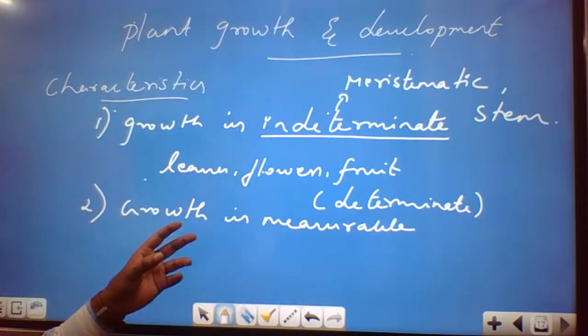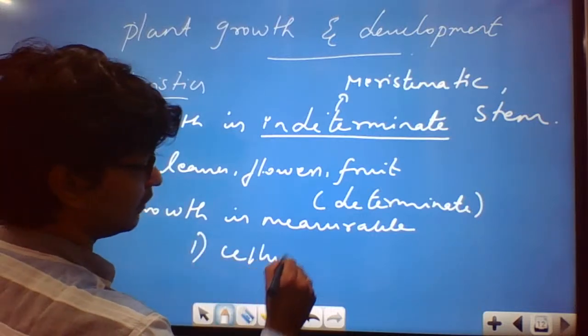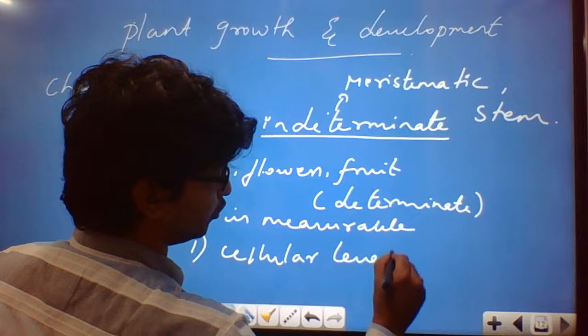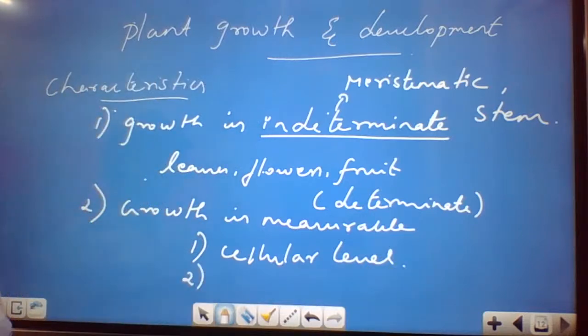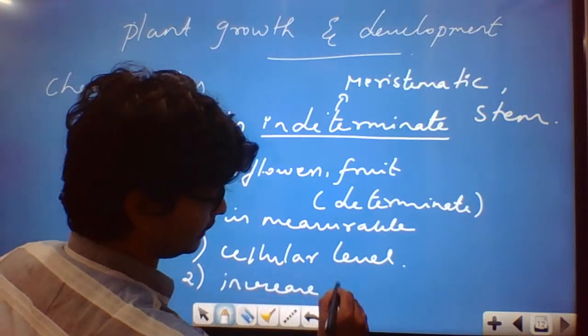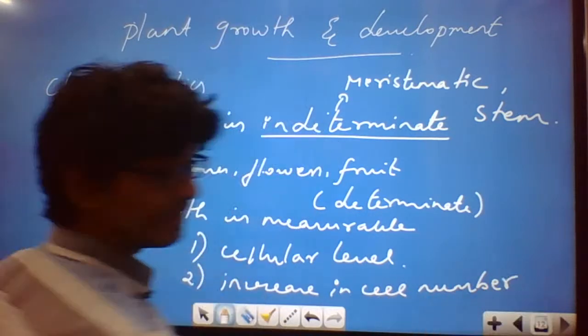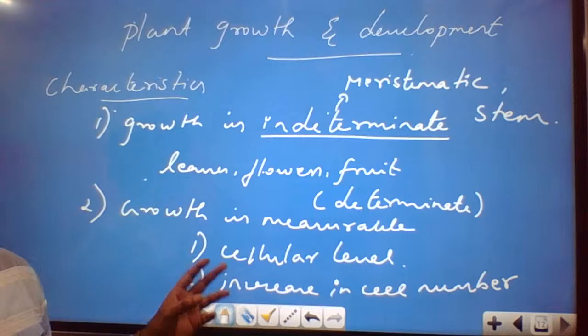So how do you measure the growth? By means of cellular level growth, or increase in cell number. So the cellular level of the growth can be identified, and also you can measure the growth in terms of increase in cell number.